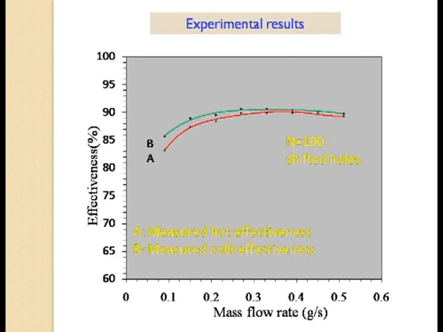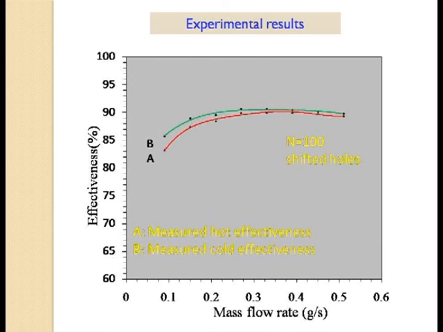What is hot effectiveness? What is cold effectiveness? Heat exchanger effectiveness in balanced flow condition is what? TH in minus TH out divided by TH in minus TC in, in balanced flow. So this is hot effectiveness. Cold effectiveness will be TC out minus TC in divided by TH in minus TC in. This is cold effectiveness in balanced flow.